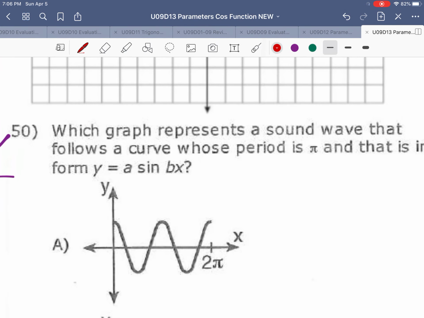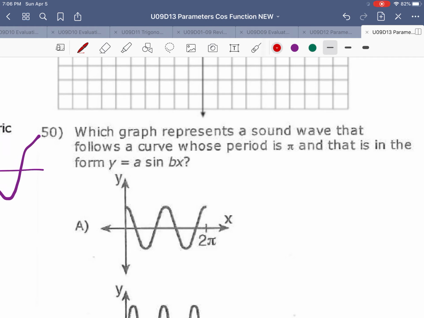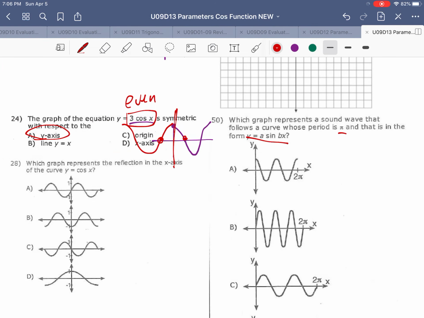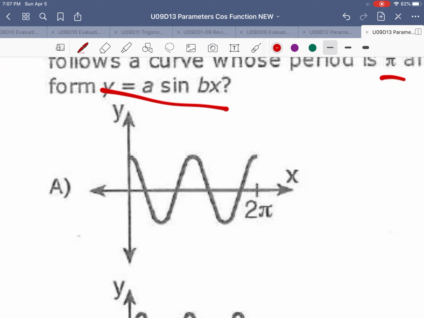All right, and let's take a look at problem 50. Problem 50 is actually a question about sine, so we need to know the difference, which is why I didn't want you to do the assignments on Delta Math until you saw this video as well. It says, which graph represents a sound wave that follows a curve whose period is pi, and that is in the form of a sine equation. So a period of pi means it completes its full cycle by 1 pi. So in other words, in 2 pi, it should finish 2 cycles.